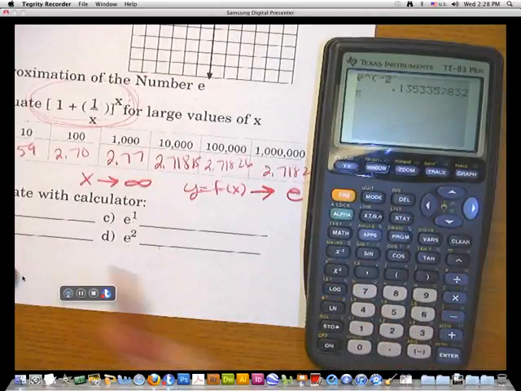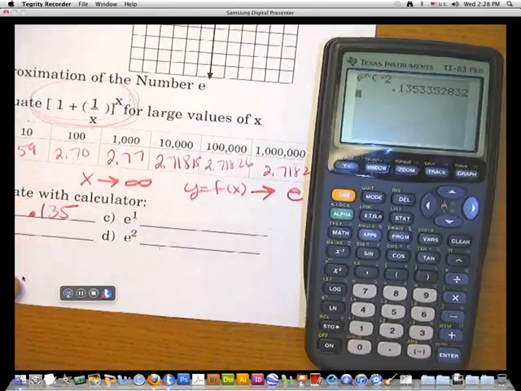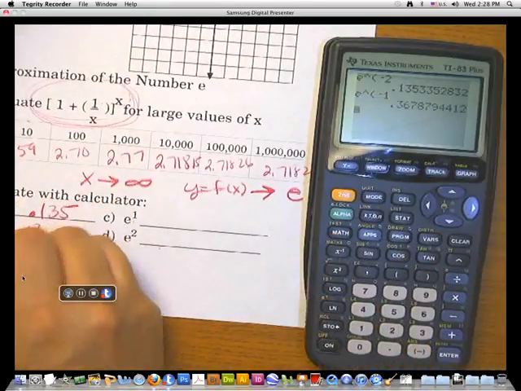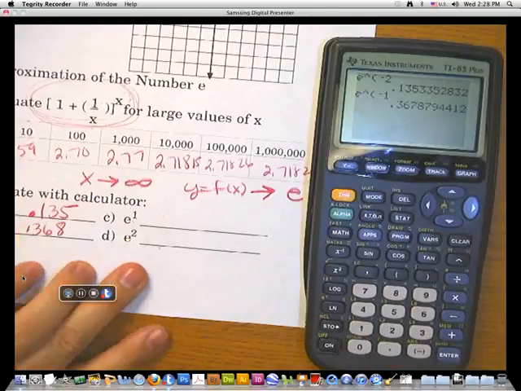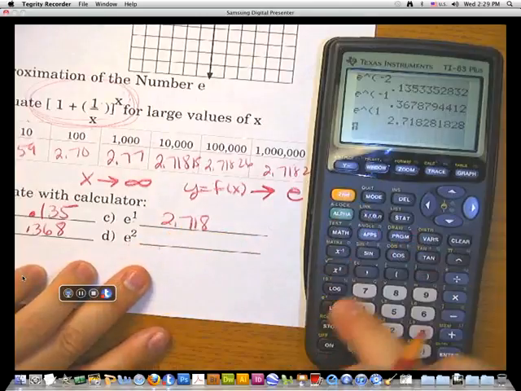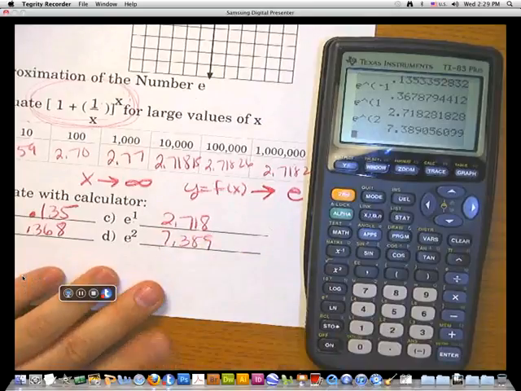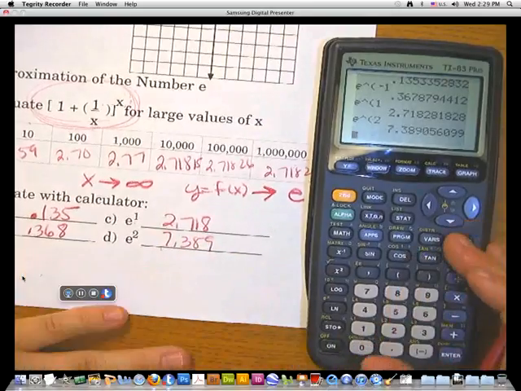E to the -2. And give me 3 place values. 1, 3, 5. Make sure you round appropriately. E to the -1. 0.368. E to the 1. 2.718. E to the 2. 7.389. So just use your calculator.